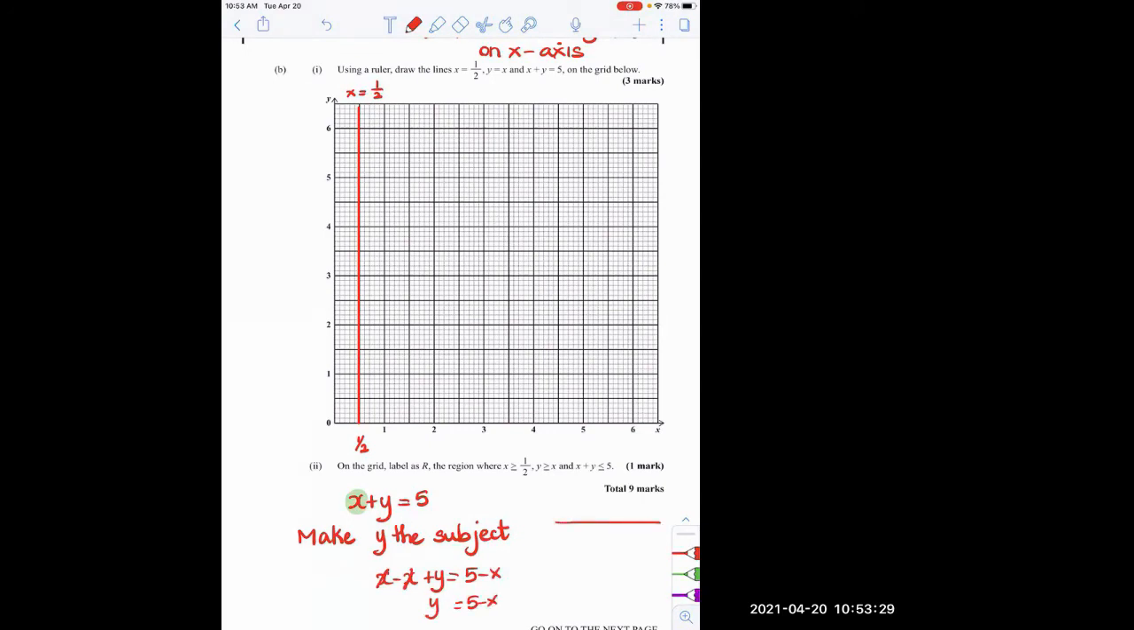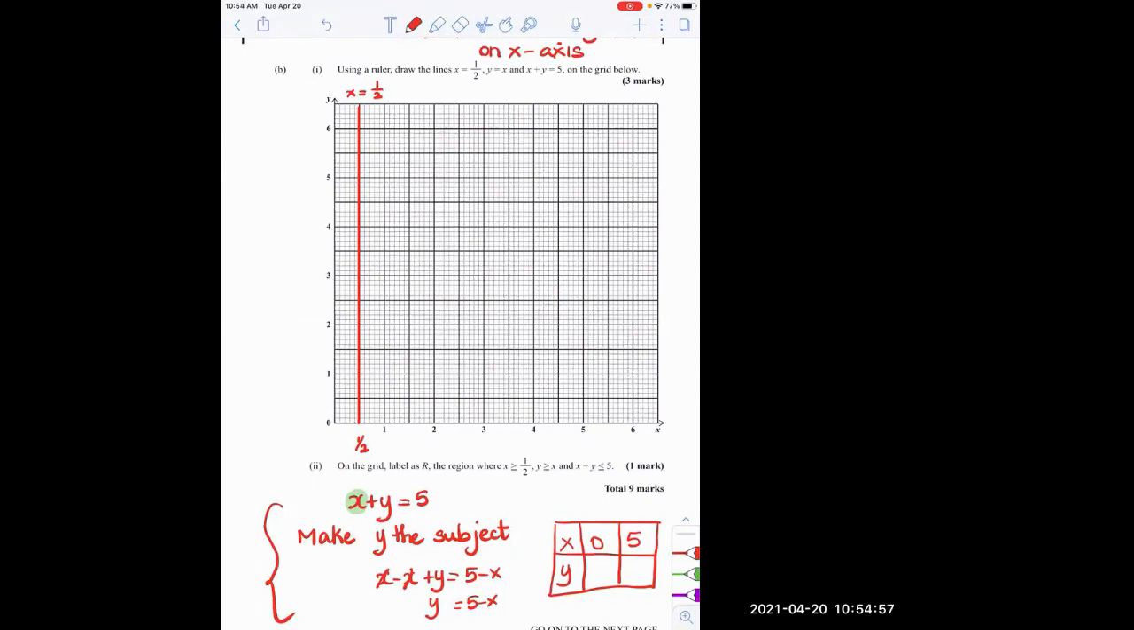So I need to find 2 points to draw that line. So the 2 points that I'm going to draw are when x is 0 and when x is 5. So find the corresponding y values for me for this line. This topic is linear programming, right?